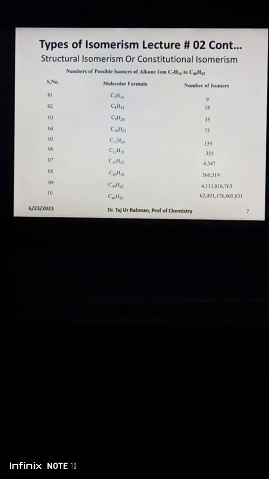This is another table which shows the number of possible isomers of alkanes from molecular formula C7H16 to C40H82. These are the molecular formulas of alkanes and these are their possible isomers. This data shows that with the increase in number of carbon atoms in these alkanes, the number of possible isomers of these compounds increases.